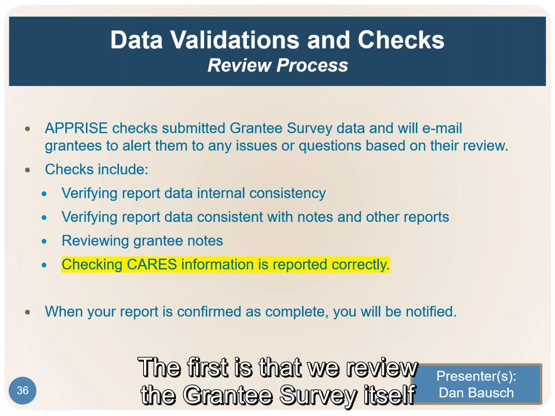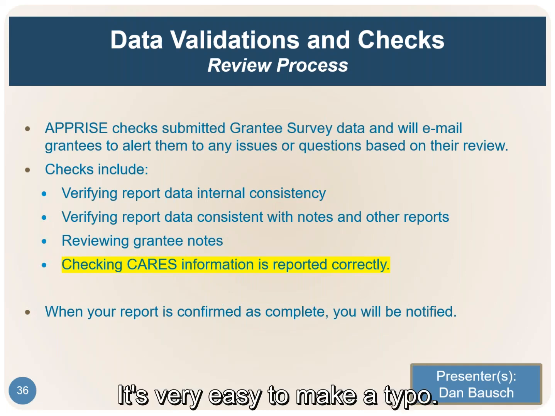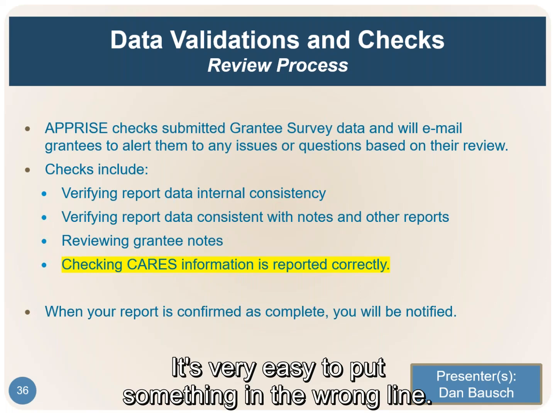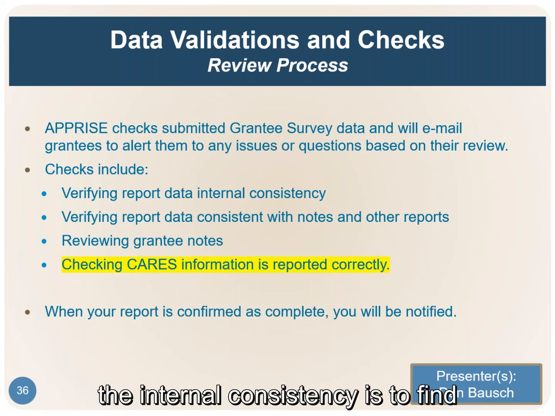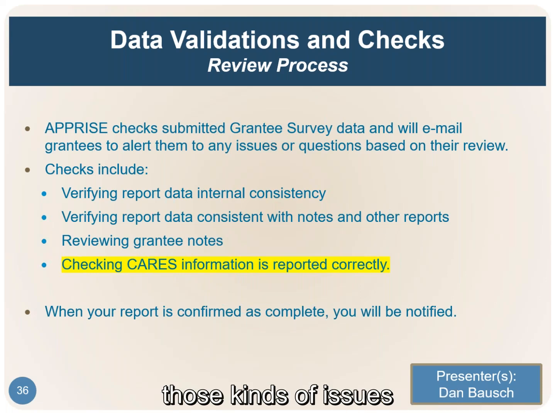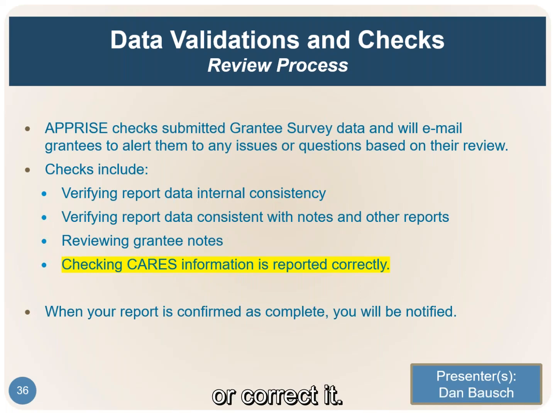The first is that we review the Grantee Survey itself to make sure information is internally consistent. It's very easy to make a typo. It's very easy to put something in the wrong line. And so the purpose of checking the internal consistency is to find those kinds of issues and to alert you to them so that they can be confirmed as correct or corrected.